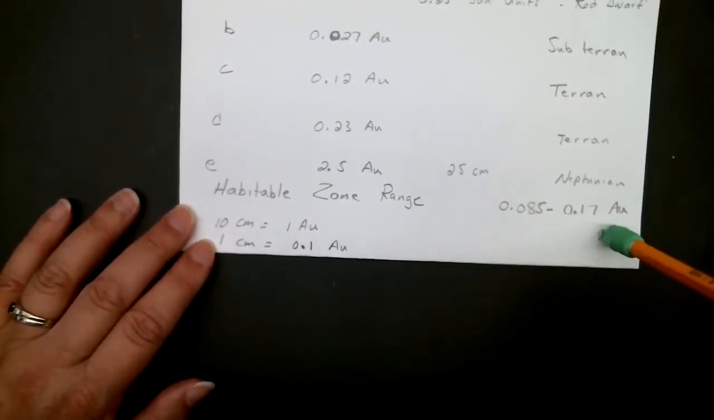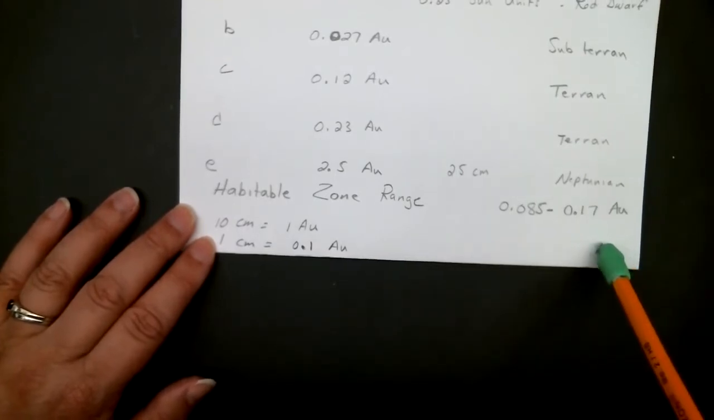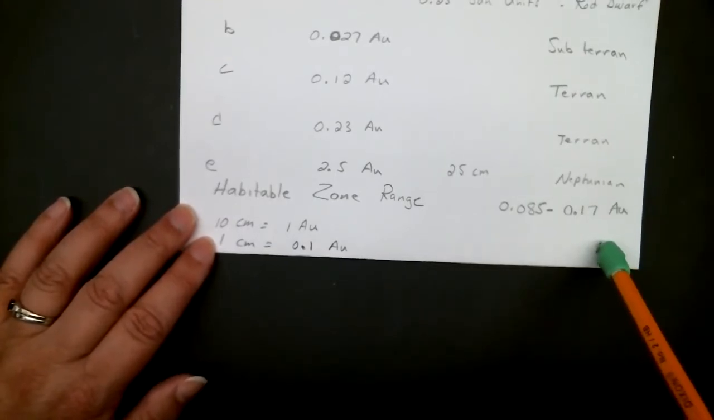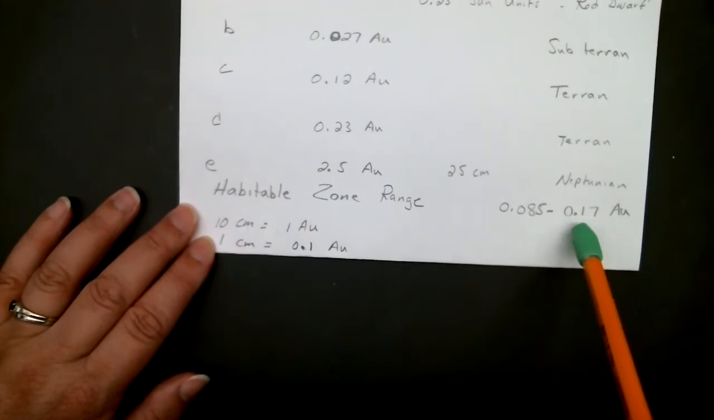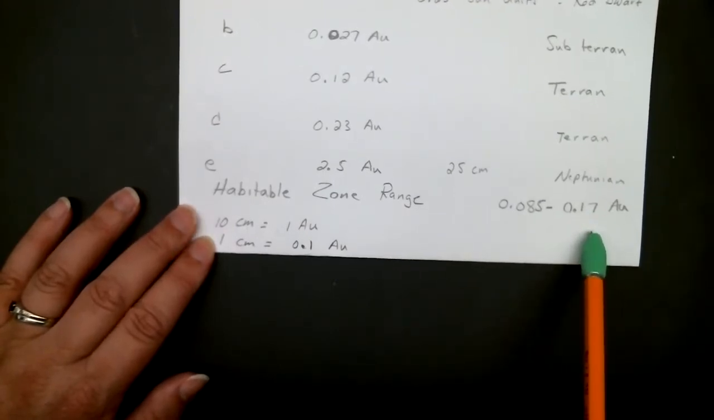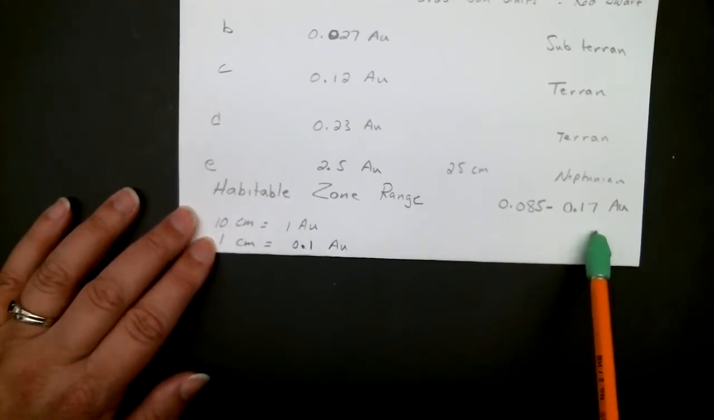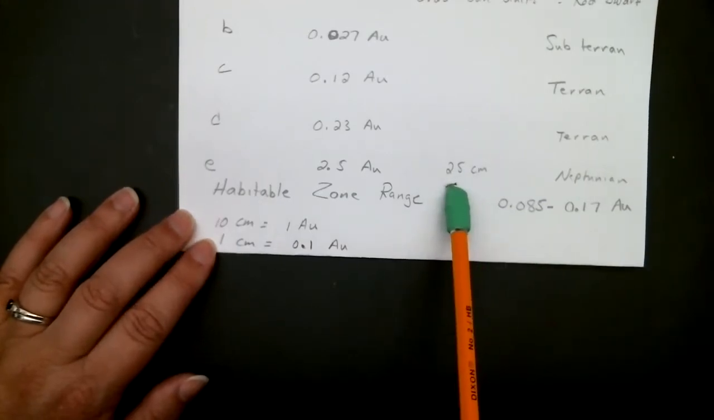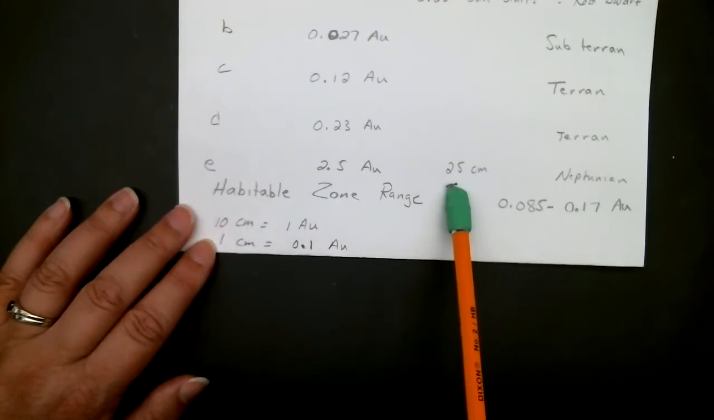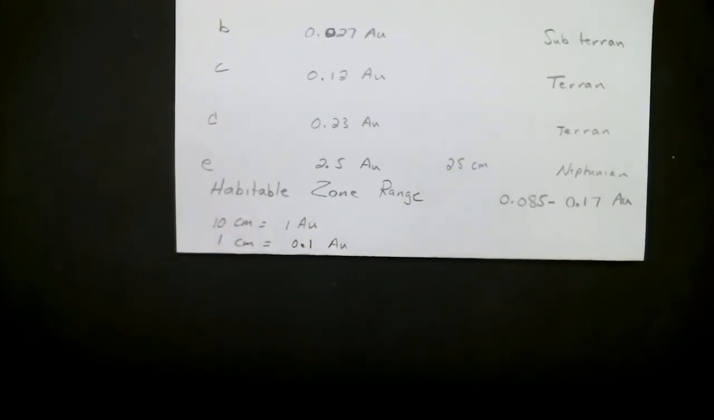I also want to check my habitable zone, because it could go beyond the distance of the greatest planet. So you want to check that too. But my habitable zone only goes out to 0.17, so I do not need to think about that as far as the length of my paper. So my paper is going to be 25 centimeters plus 20 centimeters, which will be 45 centimeters long. Okay, that's how long I need my paper to be. But I'm going to go ahead and make my system, and then I'll cut my paper later.